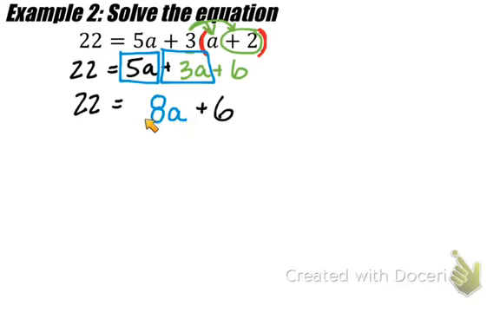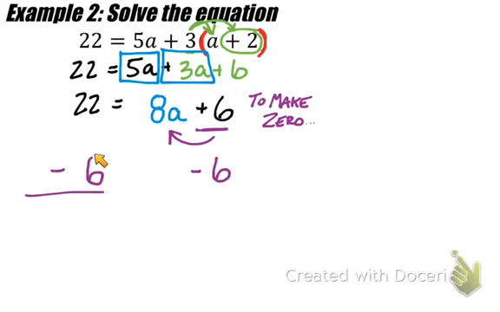And then you can ask yourself, well, what's being done to the a that we need to get rid of or zero out so that we can solve this equation. Right now, we're basically adding a 6 to both sides, so we need to make sure that we can use the inverse operation of subtracting the 6 so we can make the 0 on both sides.